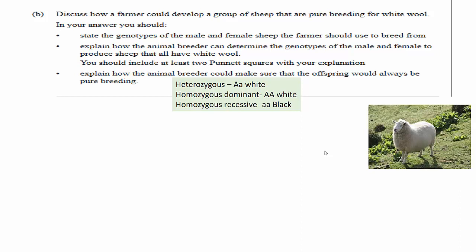Okay, so the first thing that you need to know is that heterozygous is a dominant and a recessive allele. Okay, and that one will always be white, because whenever the capital letter is there, the dominant allele is there, that allele will always show. Homozygous dominant is 2 capital A's, and that will be white as well. And homozygous recessive is 2 lowercase a's, and that is the only time that a black sheep will be displayed.